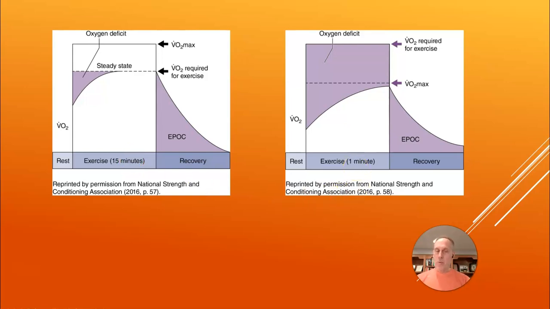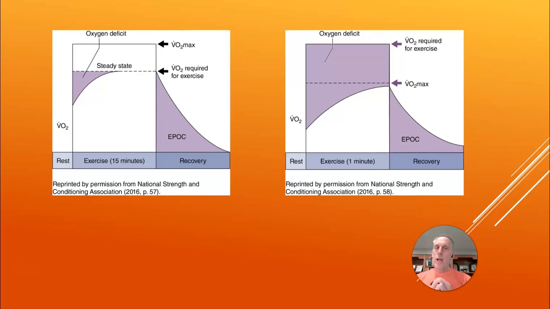So 1 minute tells you that we're kind of in the glycolytic window, right? We're not really in the oxidative window here, but over here we are. And you can look at the difference between the charts, right? So we have our steady state exercise and the VO2 required for exercise, and we have our VO2 max. We don't really work ourselves hard enough to get to or need to push to our full VO2 max.